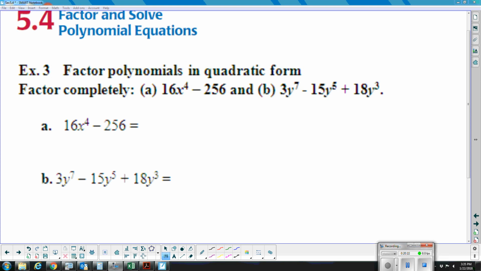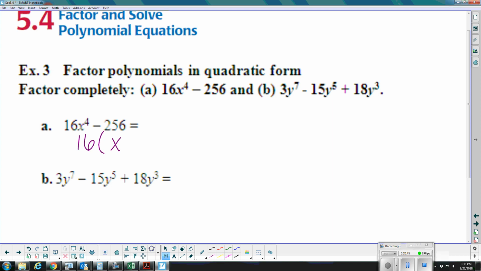But let's first look for common monomial terms. So we need to factor completely. So 16x to the fourth minus 256. Let's look for a common monomial term, and then we'll factor from that. So 16 and negative 256 have a common factor of 16.